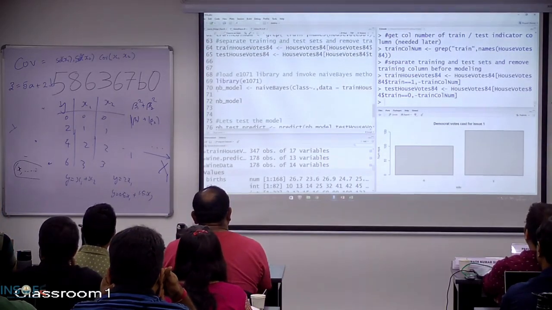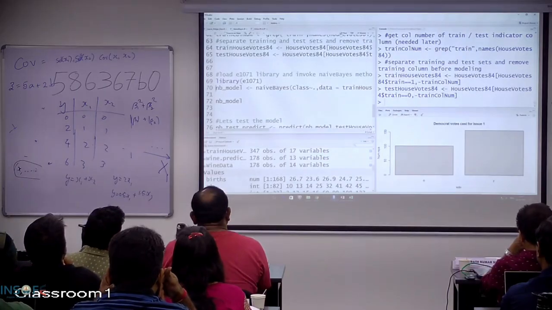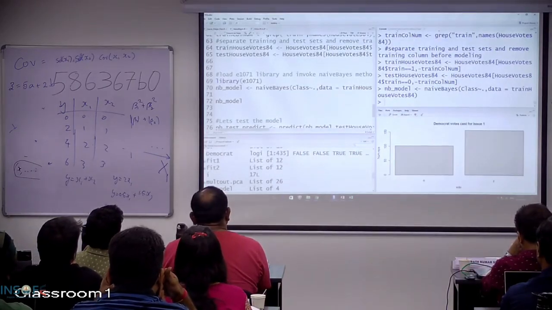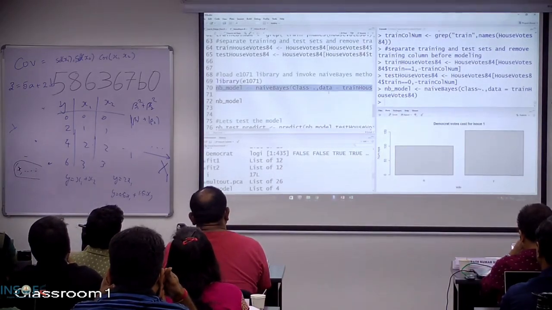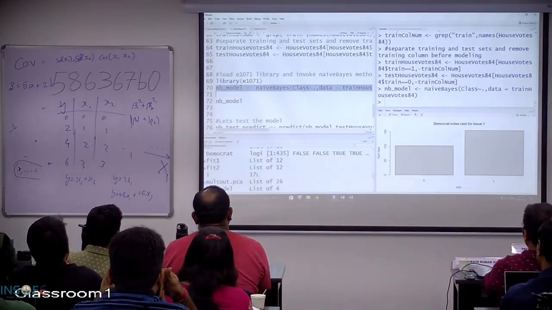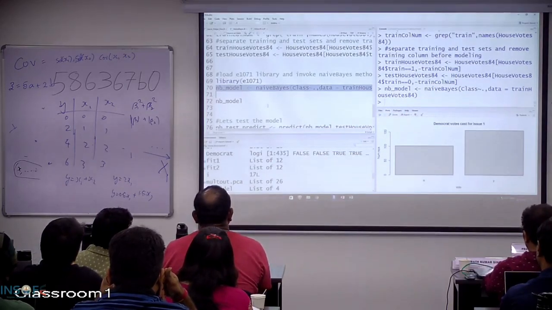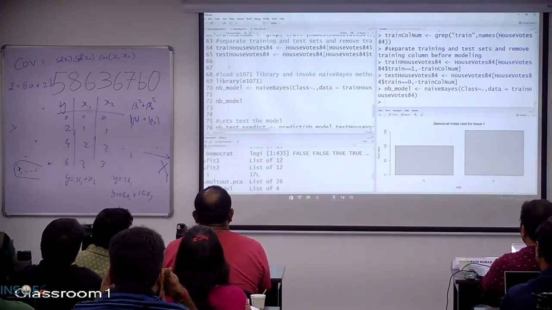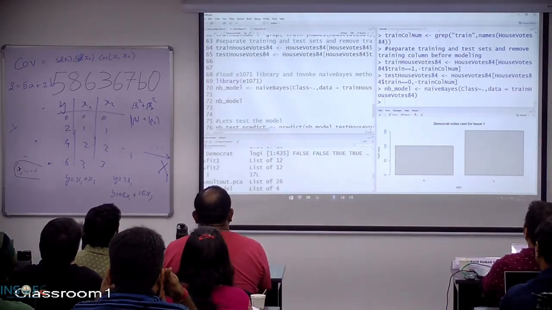So this is the way you impute the model. And this is the way you train naive Bayes. You are training with the class, Republican or whatever it is you want to find out, and I'm providing that data. Now let's look at what is stored in the model, the NB model.